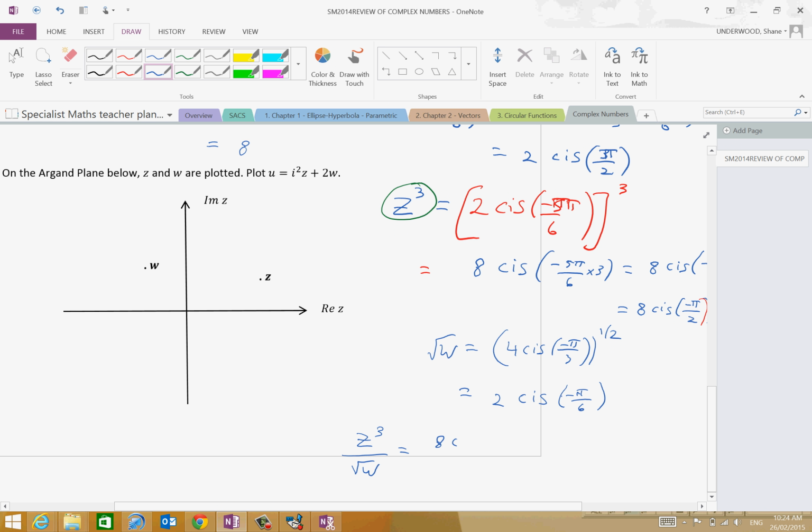That is equal to 8 cis of minus pi on 2 over 2 cis of minus pi on 6, which is equal to 4 cis of minus pi on 2 plus pi on 6. Minus pi on 2 plus pi on 6 is going to be minus 3 pi on 6 plus pi on 6, which is minus 2 pi on 6, minus pi on 3.